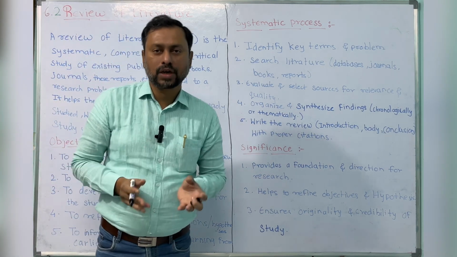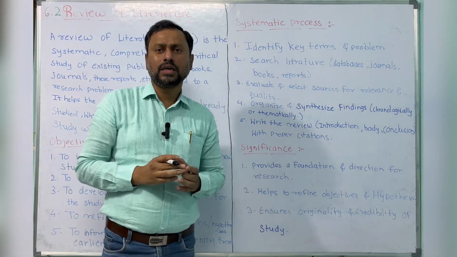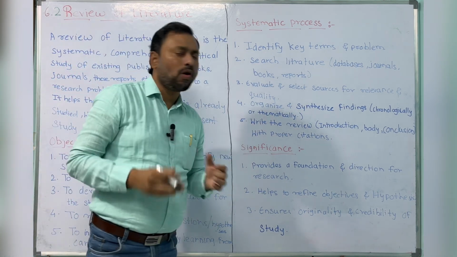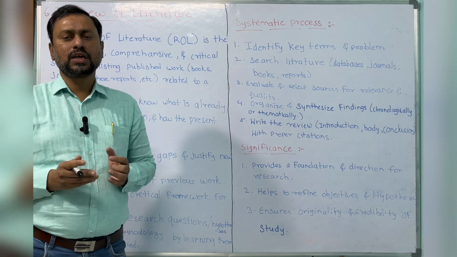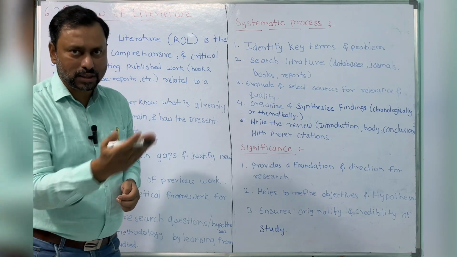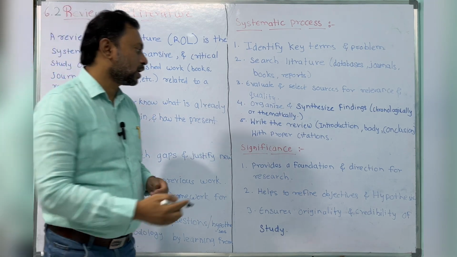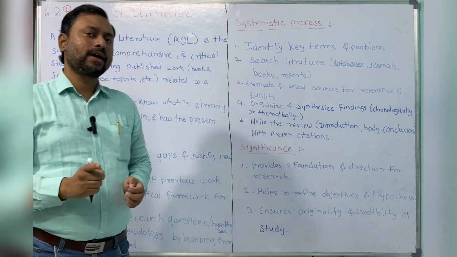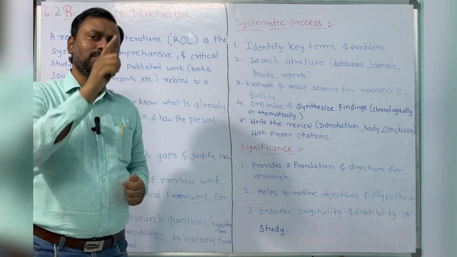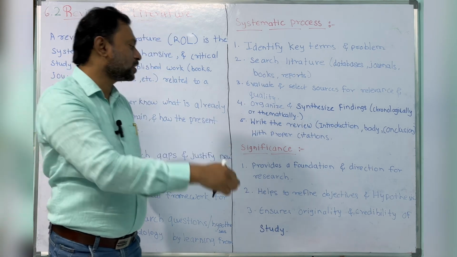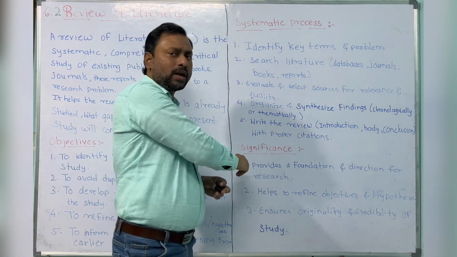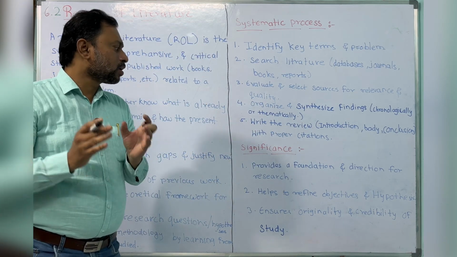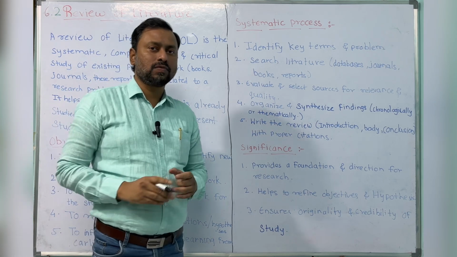Next is the significance of reviewing the literature. What is the significance? Why do you have to do it? The first is that it provides a foundation. If you do the review of literature, you will get the foundation or base of your research work. Next is the direction, the proper direction by correct methods: how to collect data, what instruments, materials and methods you have to use, everything. So you will get the correct direction if you properly review the literature, and it will provide the foundation as well as the direction of the research.